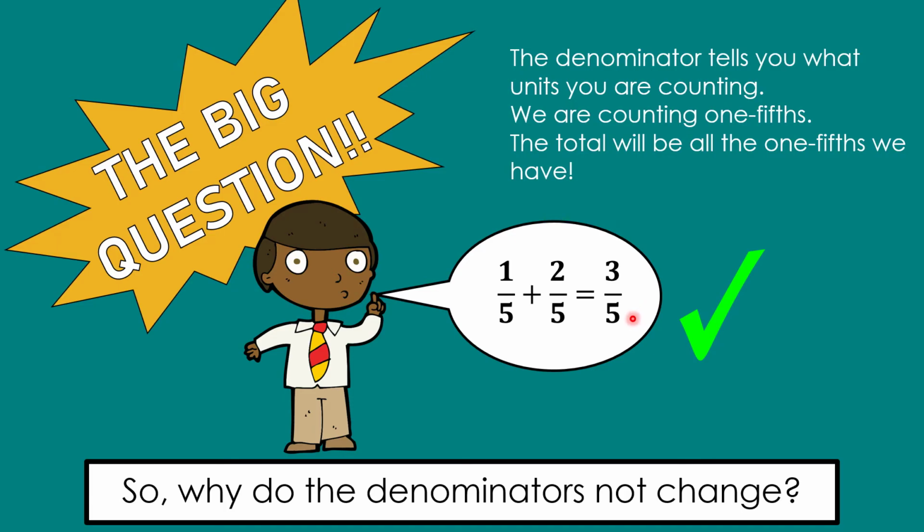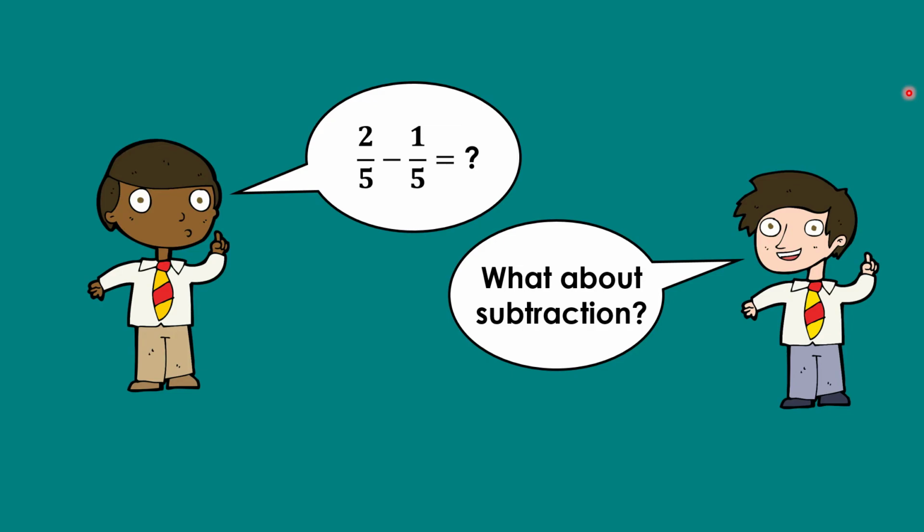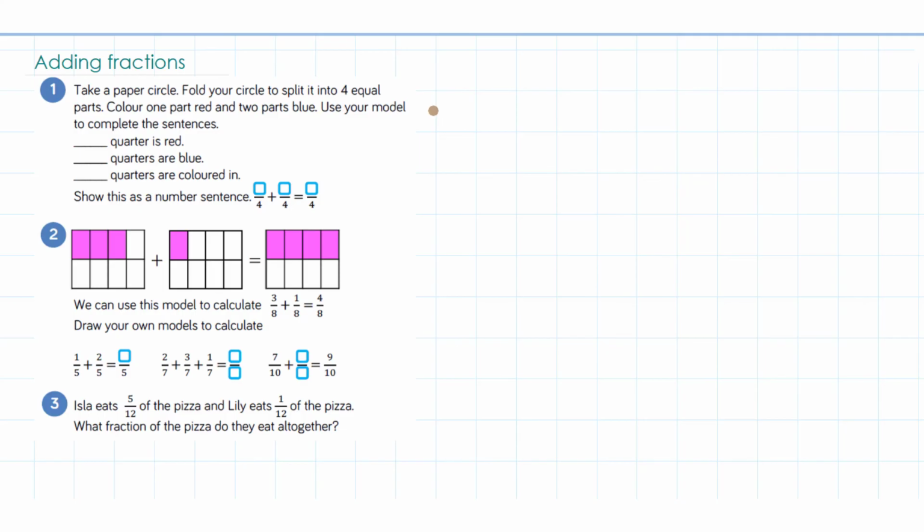Does that make sense? Now, I do have a final question for you to think about in your own time before I show you the independent tasks that I want you to do, and it's about subtraction. So 2/5 minus 1/5. What would the answer be and why? And to answer that, I really need you to think about all our work today on unitizing. So I'm going to leave that one with you to think about.